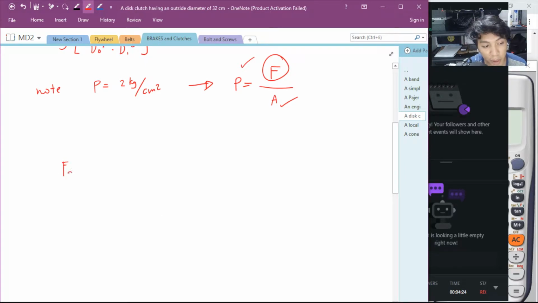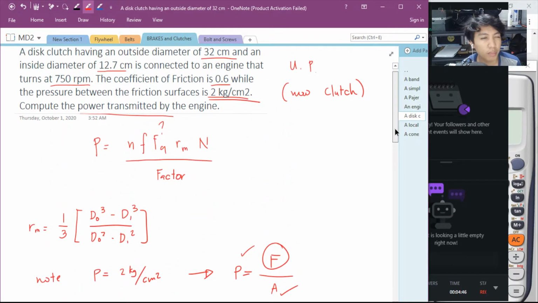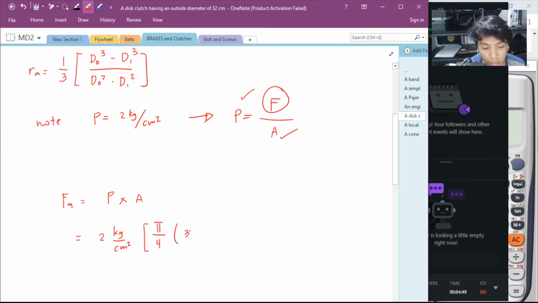Now, for the force applied, that is pressure multiplied to the area. Now, yung pressure that is given to you, 2 kg per cm squared. Now, binigyan ka ng area dyan. Yung area mo, that is pi over 4. Tapos, DO squared, ilan yun? 32 cm. Square natin to. Minus 12.7 squared. Nakalagay dito cm squared kasi naka-square yan. Now, kung maka-cancel natin yung mga same units diyan, ang lalabas diyan is kilogram force.